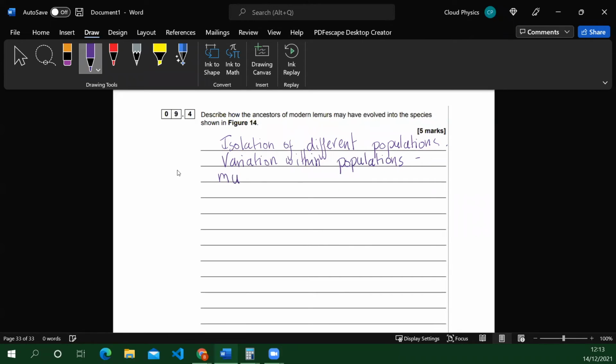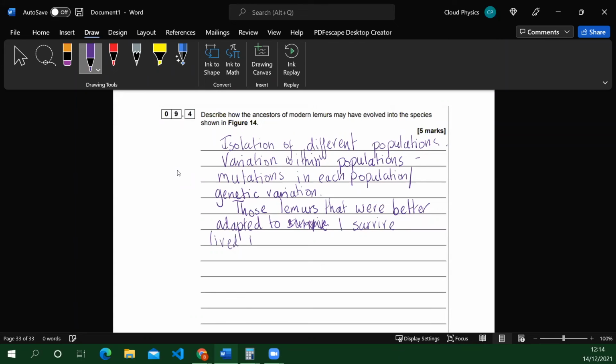And there was mutations in each population. Just genetic variation. So those lemurs, in this case, it could be any animals, that were better adapted to survive, live longer, and pass their genes to their offspring.